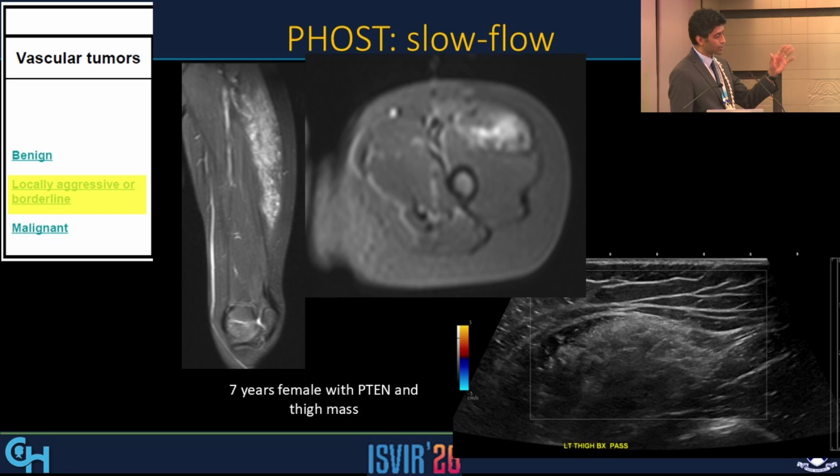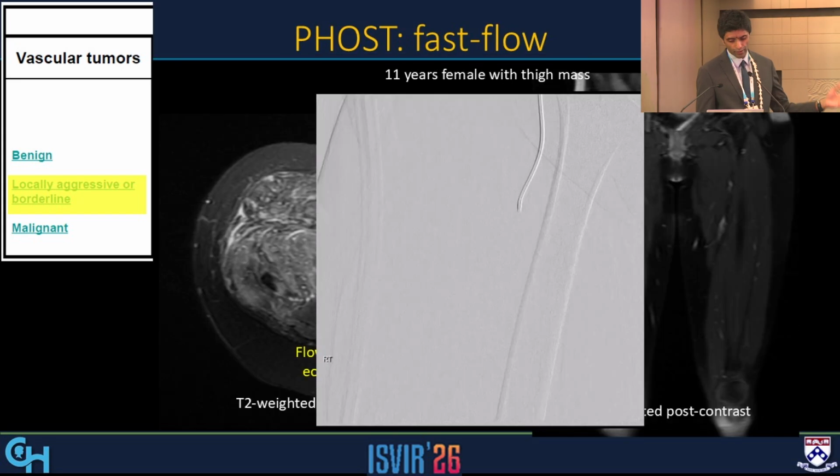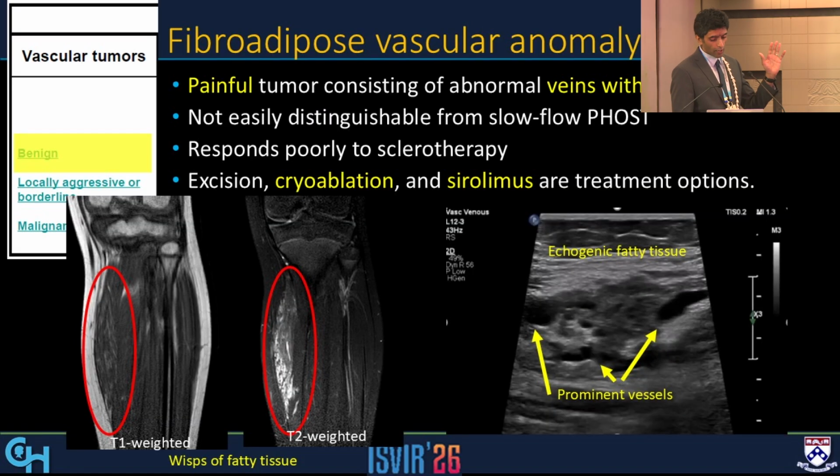This is a high flow lesion infiltrating the quadriceps muscle. It ends up being very painful. The patient has undergone embolization and cryoablation. This has been a very hard tumor to control, but just to show you the fast flow and slow flow versions of PTEN hamartoma. Fibroadipose vascular anomaly is a painful tumor within the muscle, predominantly veins.